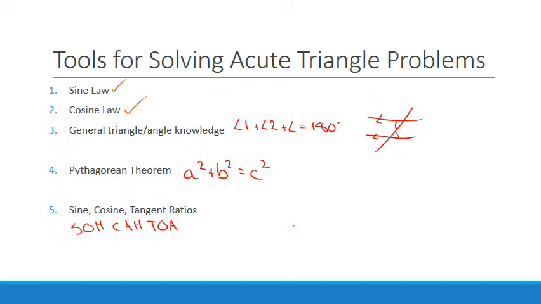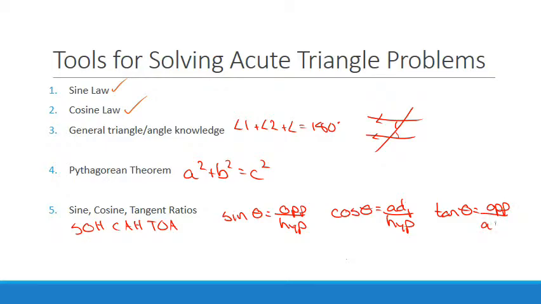It's that made-up word. And in case you do forget, sine is opposite over hypotenuse. That's what the O and the H stand for in SOH. Cosine is adjacent over hypotenuse. And tangent, opposite over adjacent. All right, so these are 5 things I think if you can remember, it'll help you a lot when we're solving these triangles.